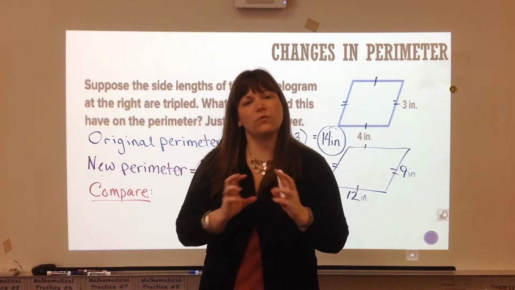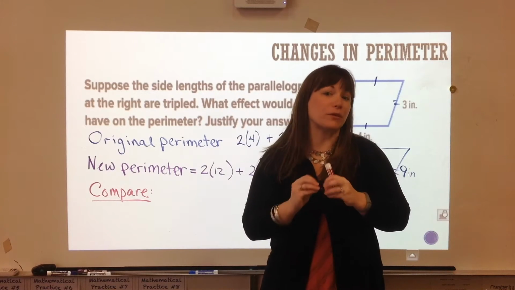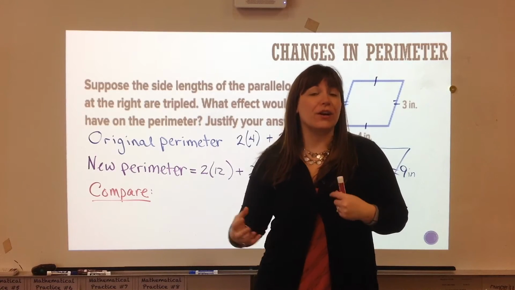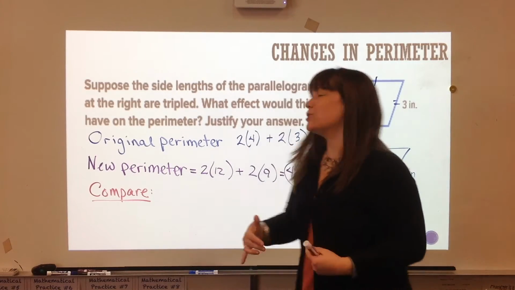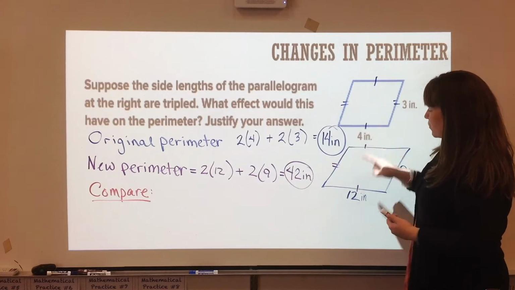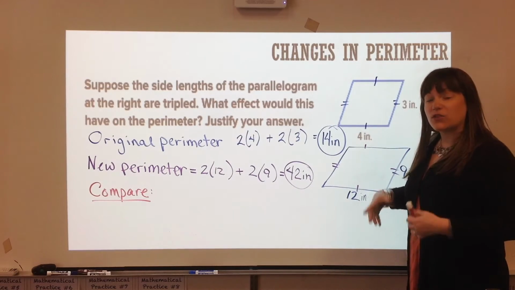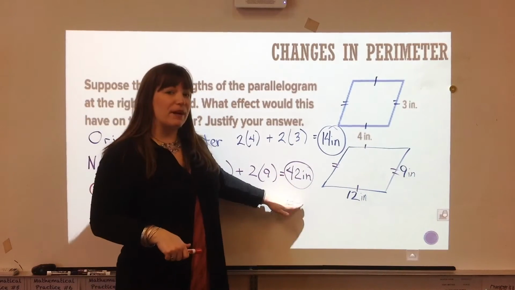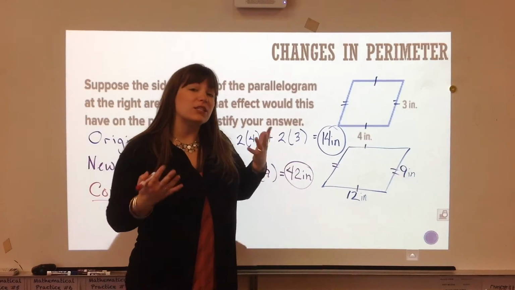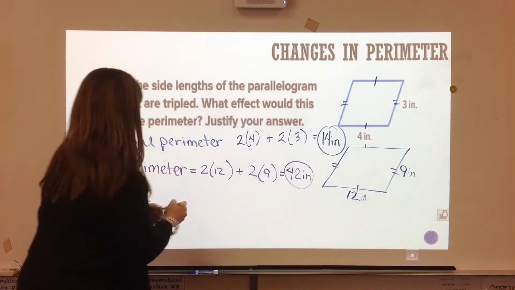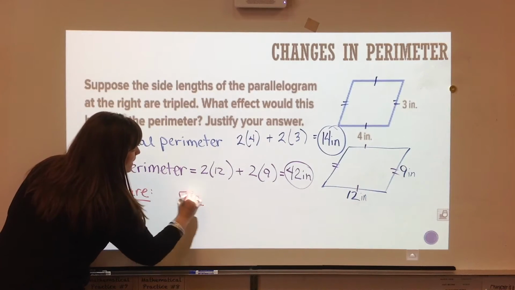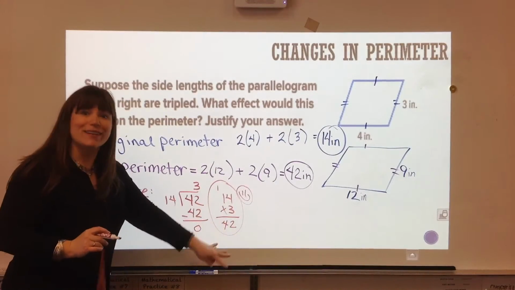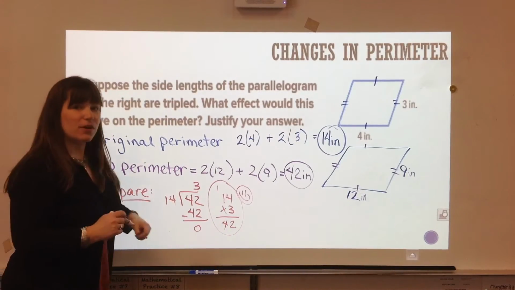To compare, we're going to see what the relationship is between 42 and 14. Knowing what we just went over on the front cover, it should be the same relationship as what we had to do to get from 4 to 12. So I should be able to take 14 and multiply it by 3 to get 42. Let's check by doing the division. 42 divided by 14 should be 3. 14 times 3 is 42, so that's the comparison.